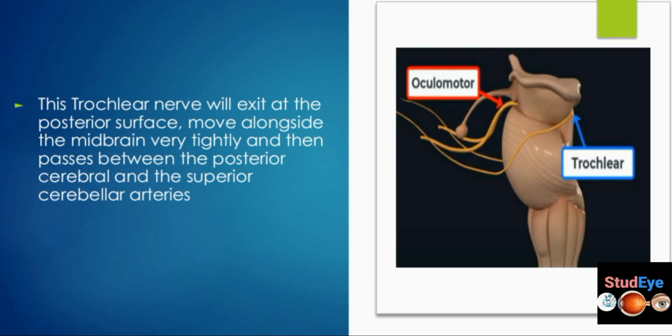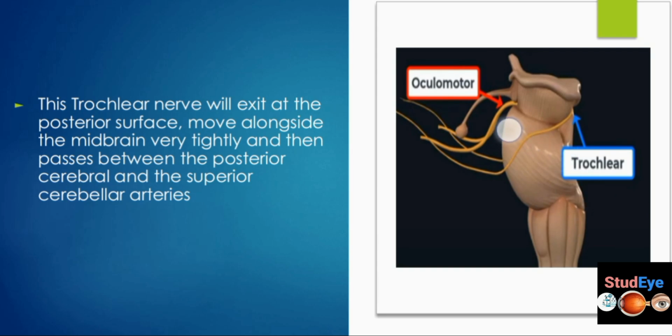This trochlear nerve will exit at the posterior surface. You can see over here the trochlear nerve is exiting from the back of the posterior part of the midbrain, and it is moving forward. That is why it is the longest cranial nerve, because its root is on the posterior side. And you can see over here the oculomotor nerve, it is moving from the anterior or ventral aspect of the midbrain. So the difference between the oculomotor and trochlear nerves is that the nuclei of the oculomotor nerve are relatively large as compared to the trochlear nerve, and the nuclei of the trochlear nerve are small as compared to the oculomotor nerve.